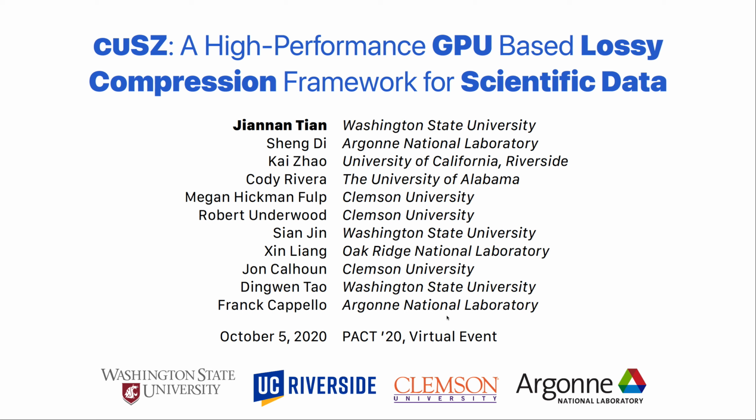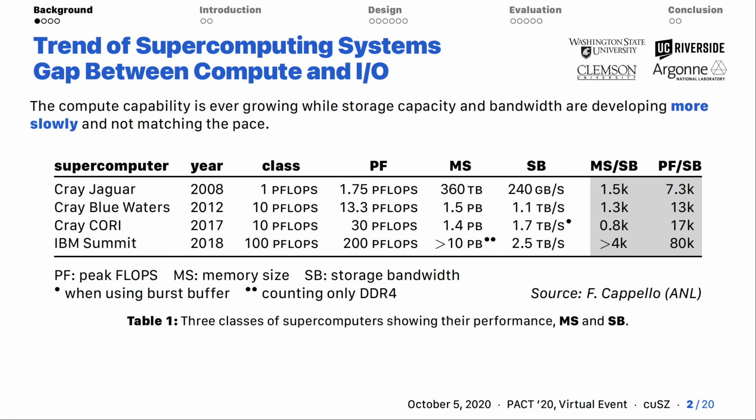Today, I'm going to give a talk about my most recent work, cuSZ, a high-performance GPU-based lossy compression framework for scientific data. Let me first give some background: the trend of supercomputing systems. The compute capability is ever growing, and we can see this in the peak performance. But if we look at the right-hand side, the peak performance versus the storage bandwidth, we find that the gap between compute and I/O is getting larger year by year. And this causes a problem. It is limiting the scalability of scientific applications.